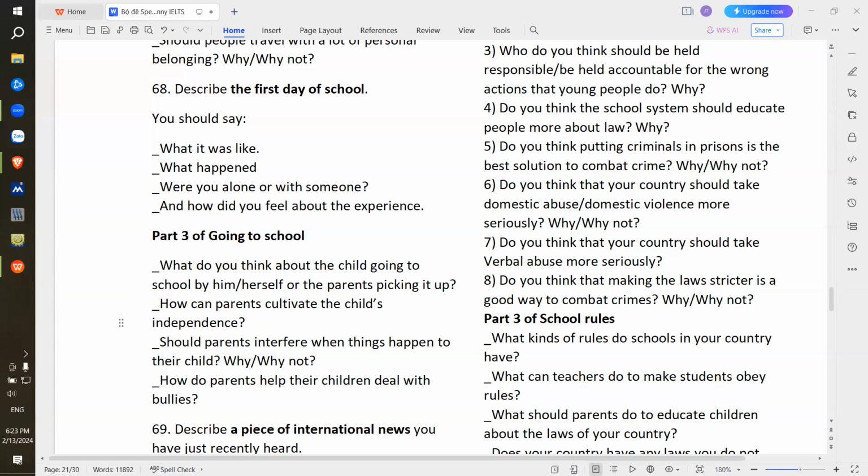They can hang out with the wrong crowd and do harmful things. They can even commit crimes while they are very young, you know.